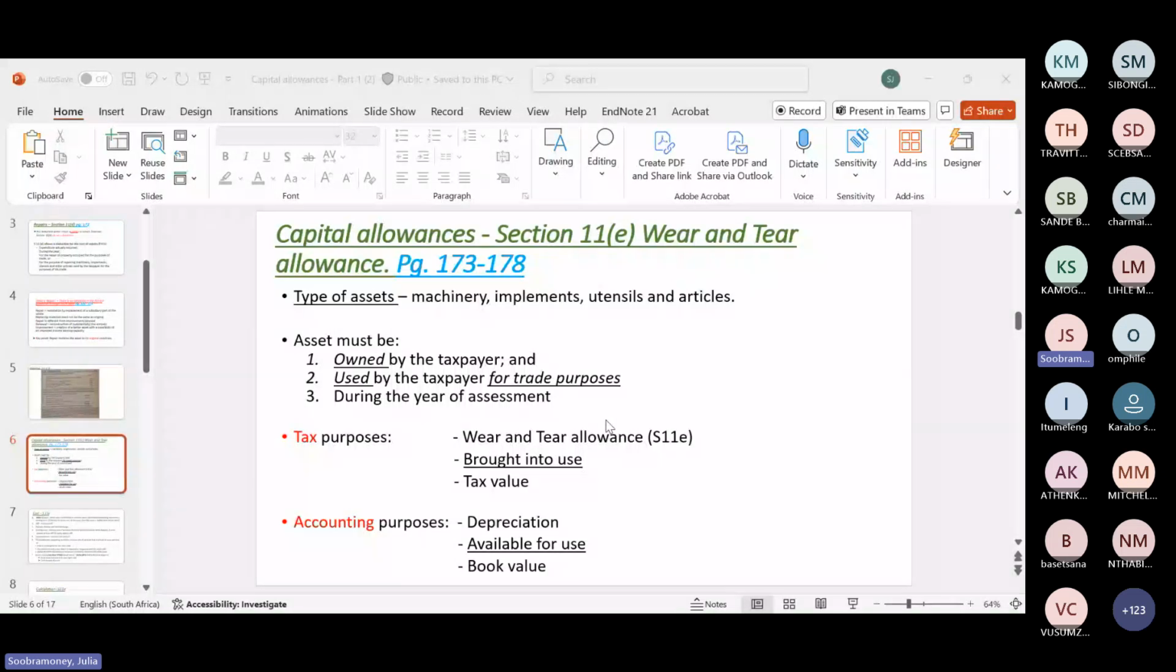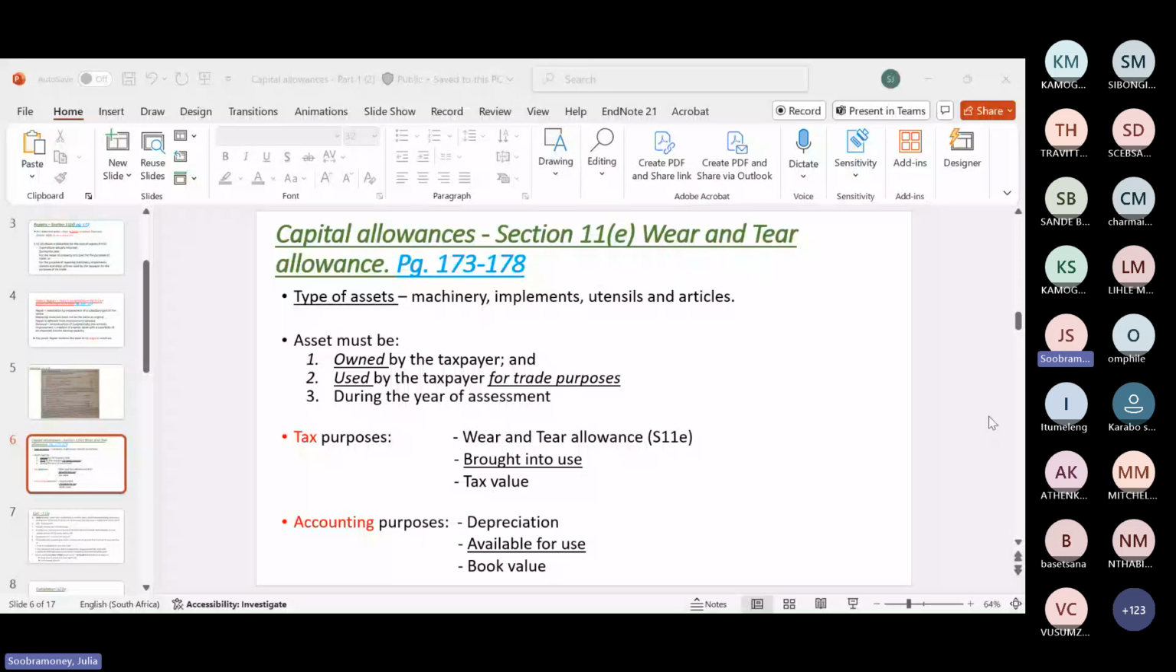But what does it actually mean? It actually means this is the value of my asset that still needs to be depreciated. It's basically the balance of the value that still needs to be depreciated. So it's like your carrying value. That is correct. Okay, your carrying value.